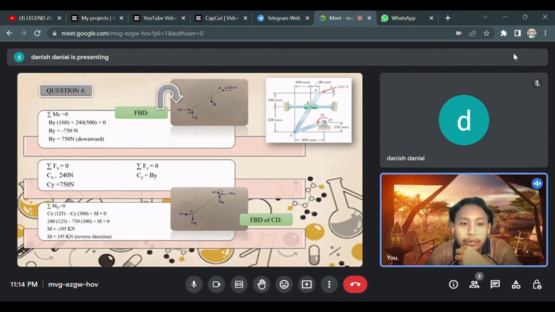So the point of C is separated into 2, which is CX and CY, and the point of B is pulled downward because of weight, and the point of A has a force of 240 Newton. So the equation is sum of moments about C equal to 0. So the equation is By multiplied with 116 plus 214 multiplied by 500 equal to 0. So the answer is By is 750 Newton downward.